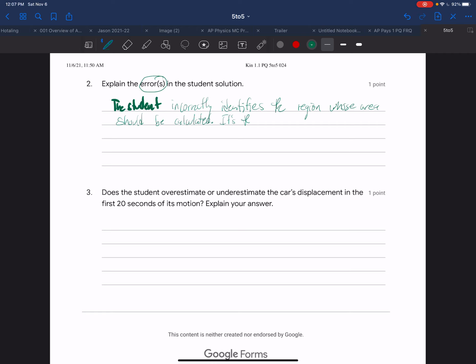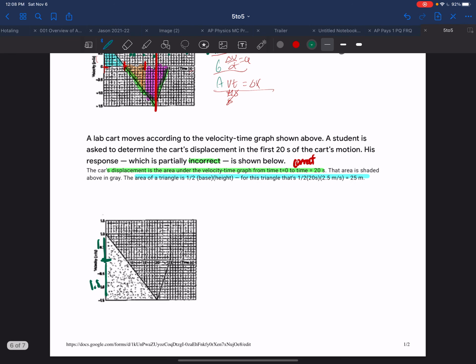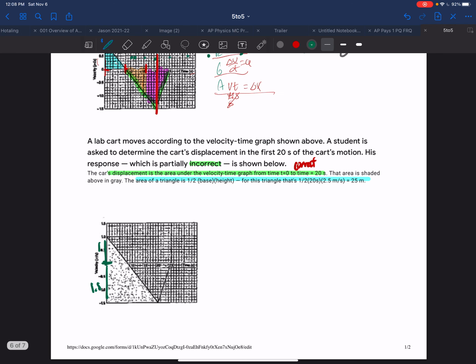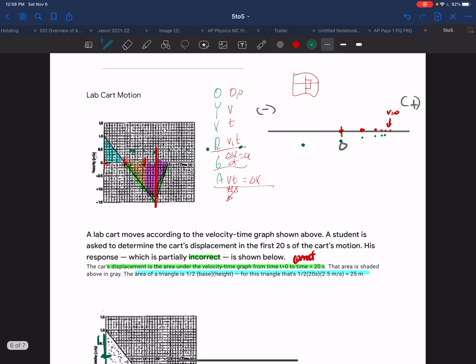It's the area between the curve and the x-axis, not literally under the curve. And if you look at what the student did, that's actually what it is. They actually took it literally, area under the curve. Area under the curve means area between the curve and the x-axis.